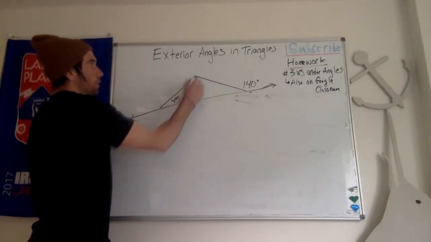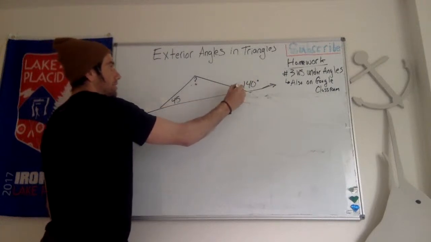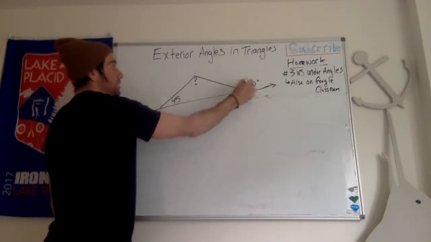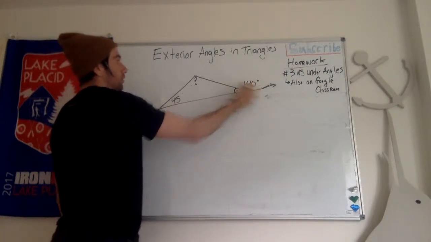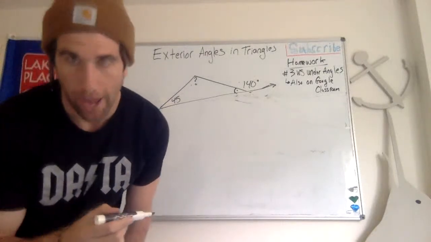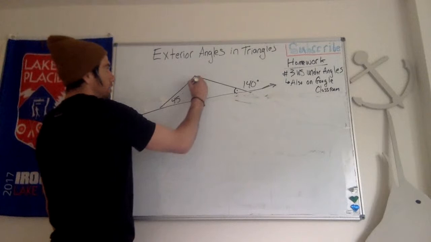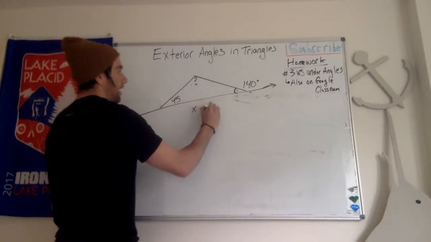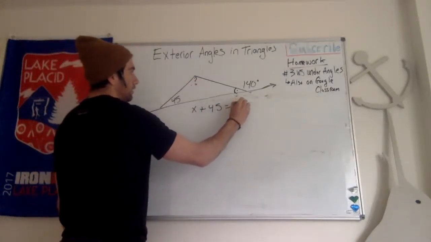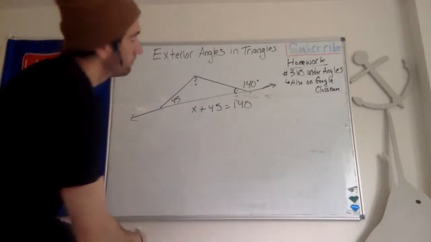Are these two remote to this exterior? Yes, because this angle here is adjacent, or next to, 140. So these must be remote angles. Catherine says 95, maybe. So you can do x plus 45 equals 140. Subtract 45 on both sides. Good job.